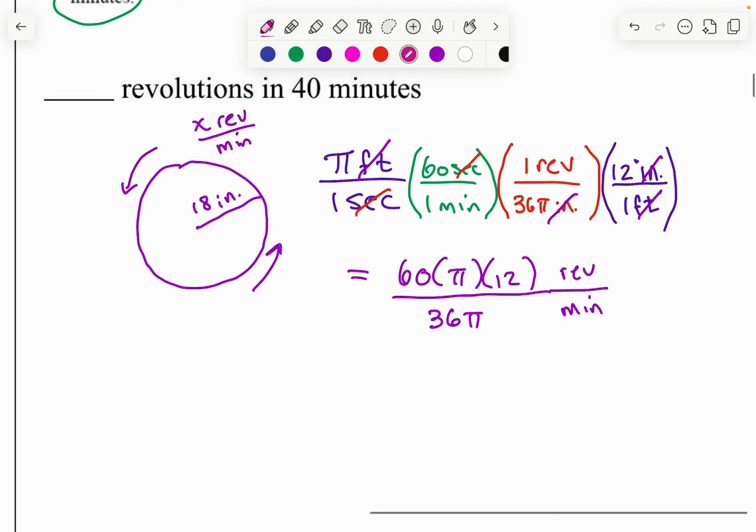And there's a lot of dividing that'll happen here. 12 goes into 12 once and into 36 3 times. The pi's cancel, and then 60 divided by 3 is 20. So look, it's 20 revolutions per 1 minute.